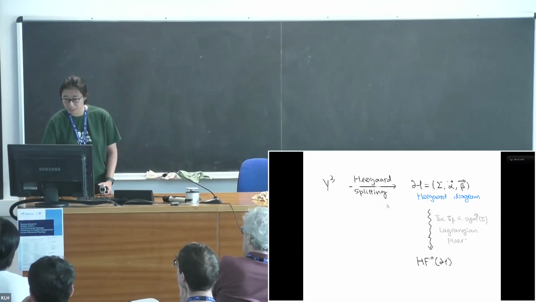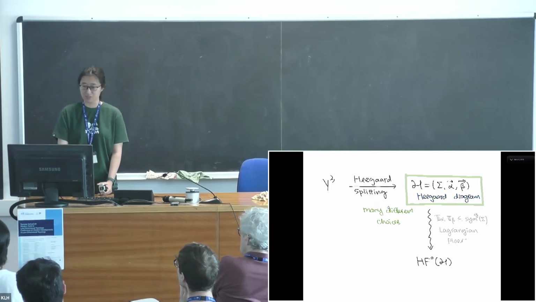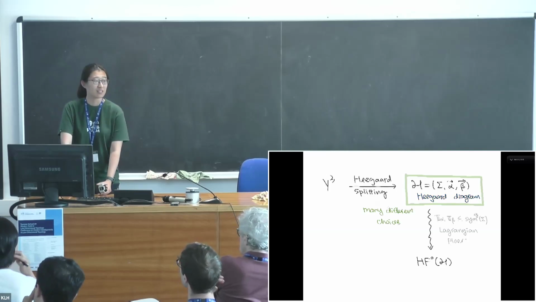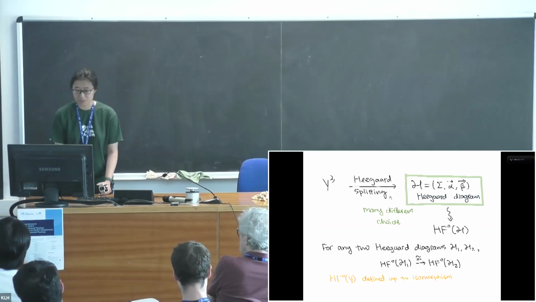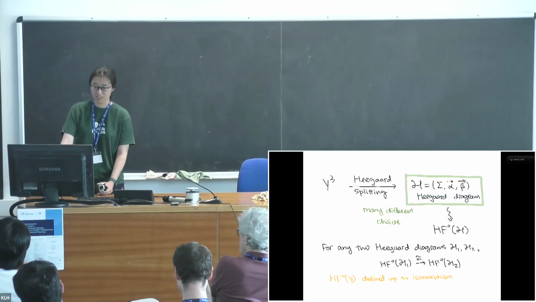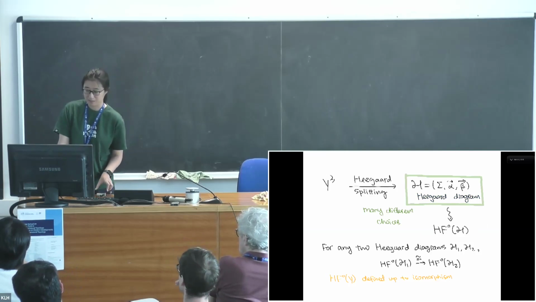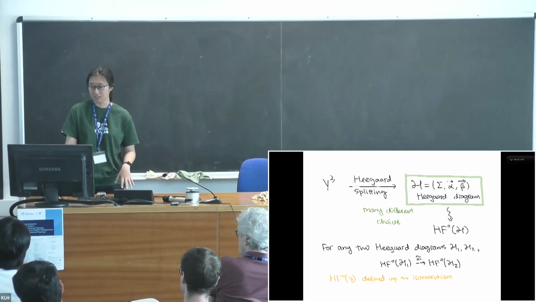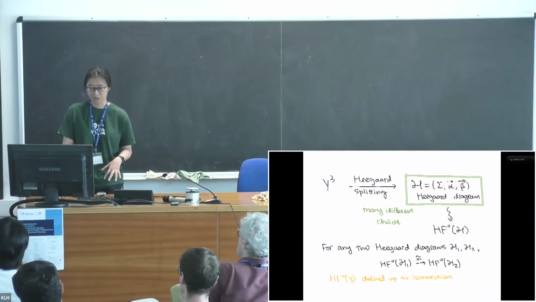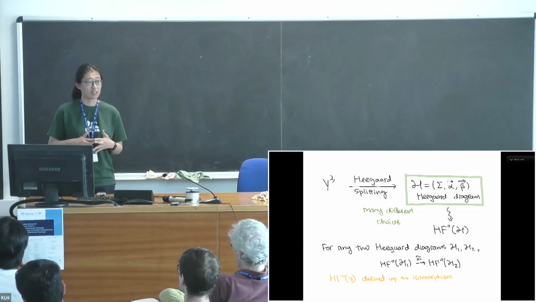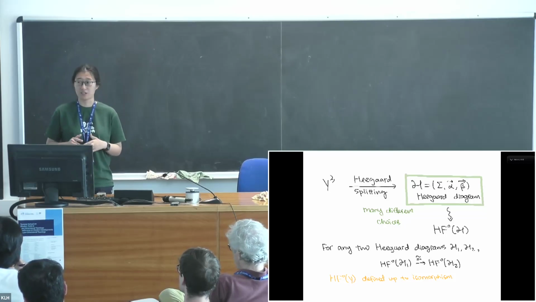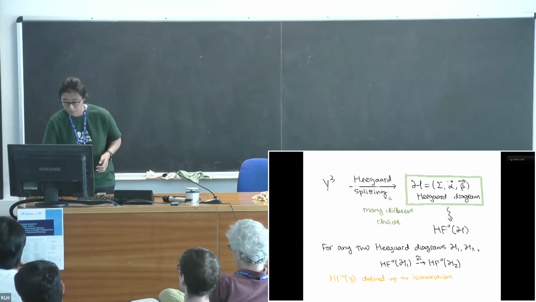In the first step, there are actually many different choices for this Heegaard diagram. So in order to get an invariant of three-manifolds, first of all, we want that for any two Heegaard diagrams, the Heegaard Floer homology groups we get from these constructions are isomorphic. We can show that they are isomorphic, so Heegaard Floer homology is a well-defined invariant of three-manifolds, but only up to isomorphism.